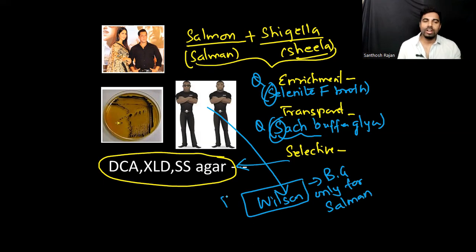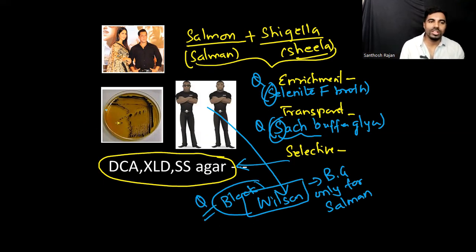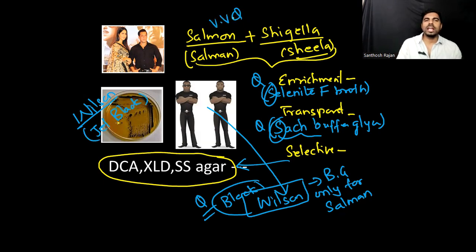This Black Wilson, I call him Black Wilson, he is only for Salmanji. That's the question. This is Wilson's media, the Wilson Blair media. What is in Wilson Blair? You see jet black colonies. Jet black colonies. You can expect a 100% question from here. That's what I'm stressing: the media for Vibrio cholerae and Salmonella Shigella should be at your fingertips.